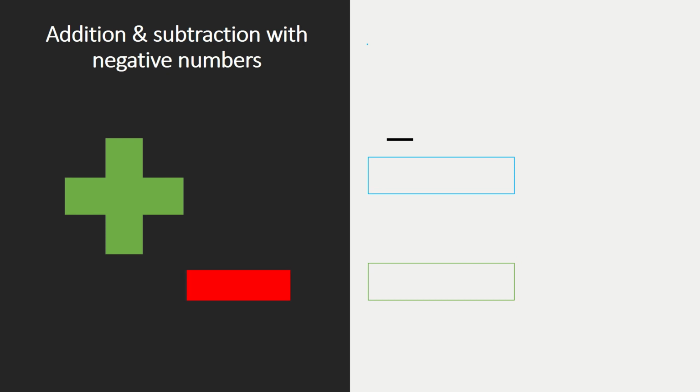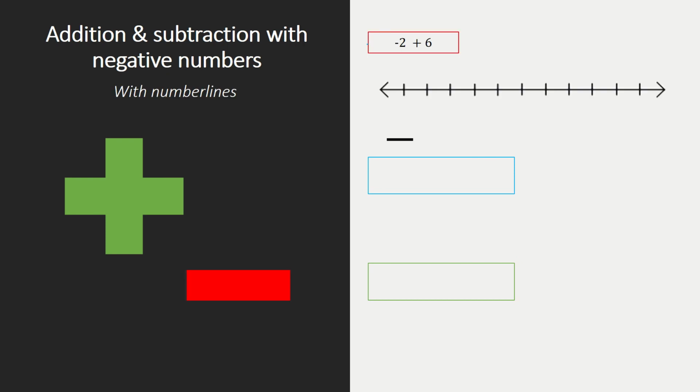Let's have a look at more complicated ones. Minus 2 plus 6. You start with minus 2. The plus 6 tells you that it's going to increase, so it's going to plus, so it's going to the right hand side. So we get 4.